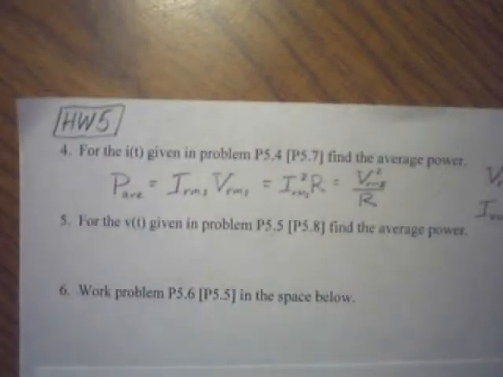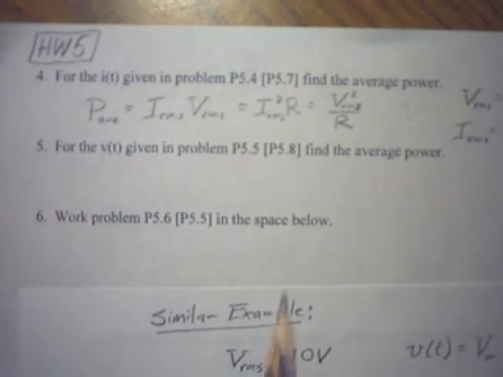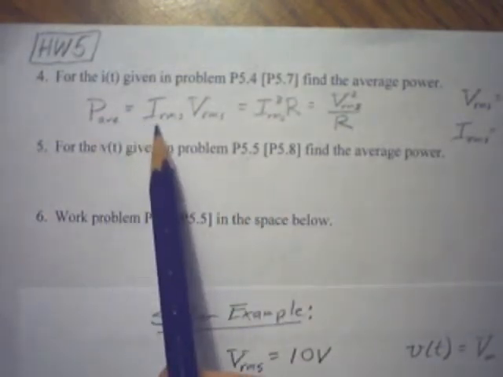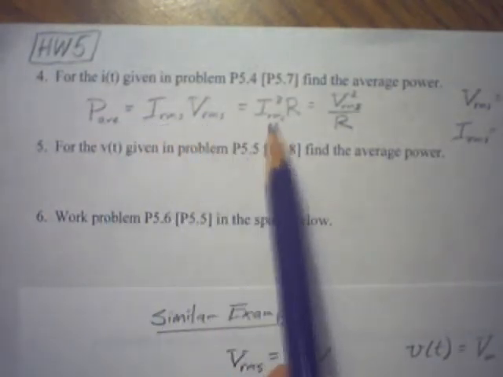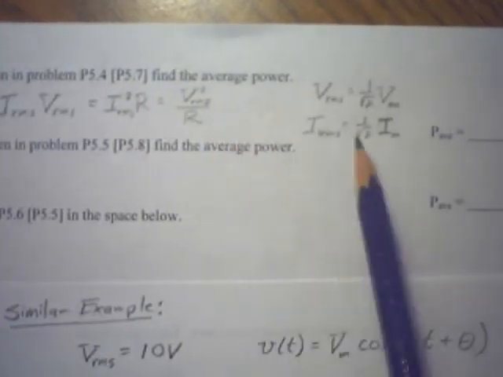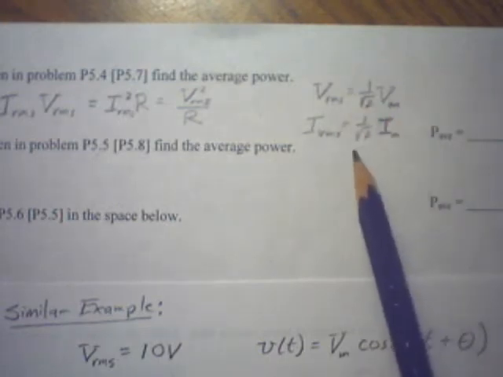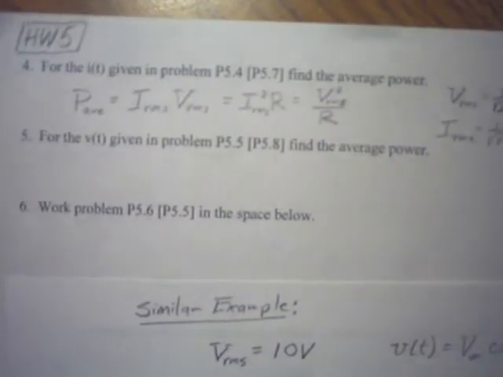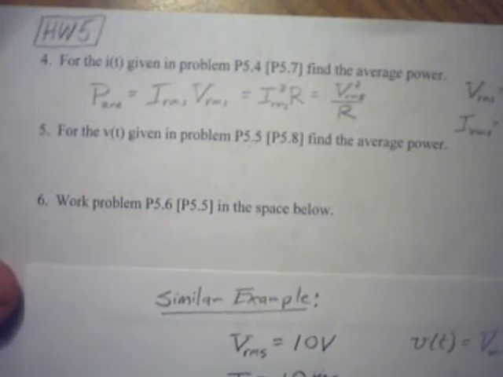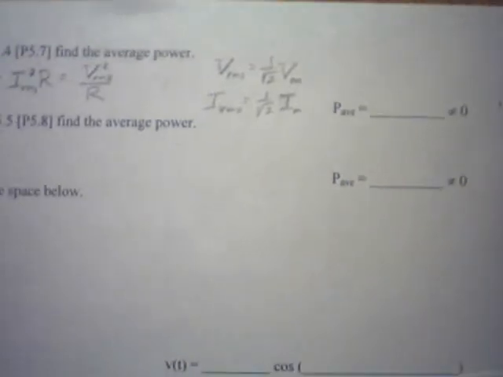On page 2, homework 5, problem 4, you want to use power is equal to IV, or I squared R, or V squared over R. And remember that the RMS values are equal to 1 over the square root of 2 times the peak values. You're going to use this for both problem 4 and problem number 5. All you really need to do on this problem is find the average power for both of those problems.